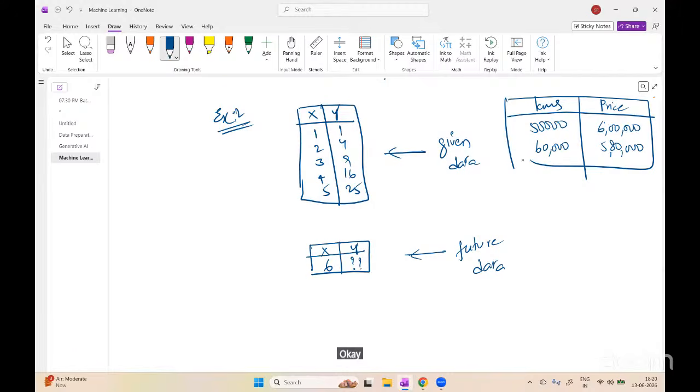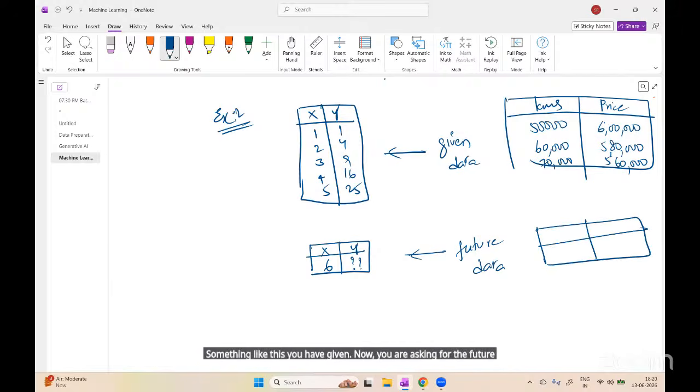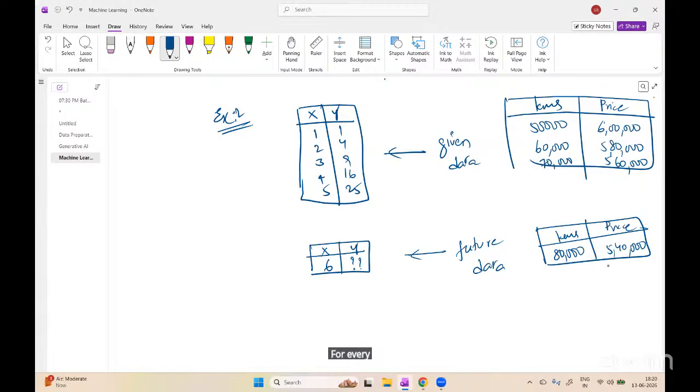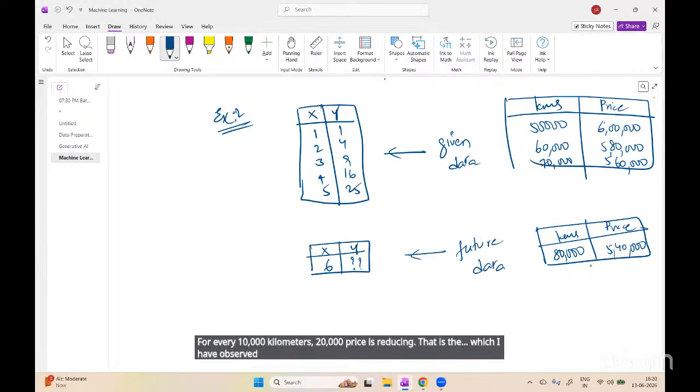Okay. So for example, 70,000 was given and here you have given the 5,60,000. Something like this you have given. Now you are asking for the future data. If number of kilometers is equal to 80,000 kilometers, then what is the value of this price, miss? Just based on the relation, I'll identify the relation and based on this, I'll say this is 5,40,000. For every 10,000 kilometers, 20,000 price is reducing. That is what I have observed on the given data. I have estimated on the future data. Basically for future data, I don't know.